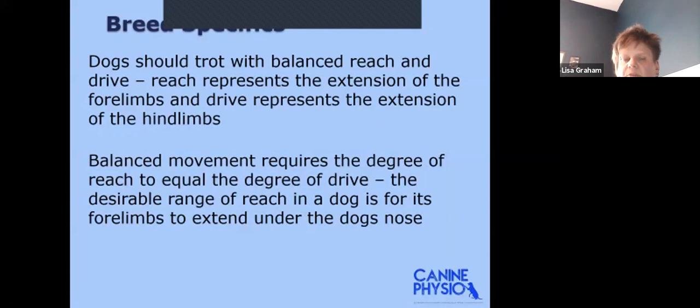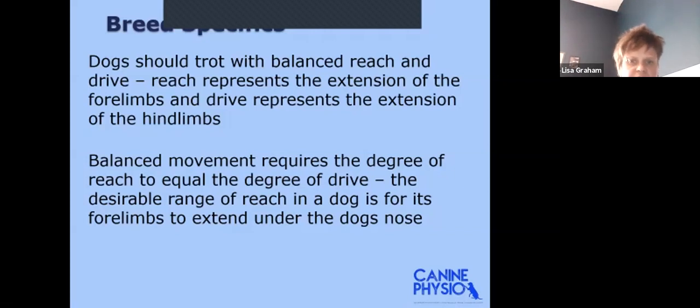We've got this data and feedback and instruction coming out of the majority of your kennel clubs around the world. They will suggest that the dog should have a normal reach and drive, or an overreach and drive, or underreach and drive. And this is what we're looking for in these breed specifics.